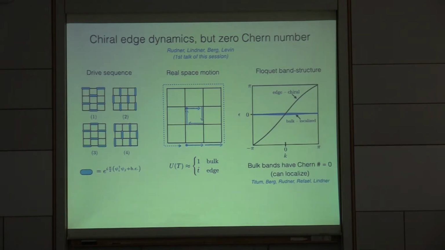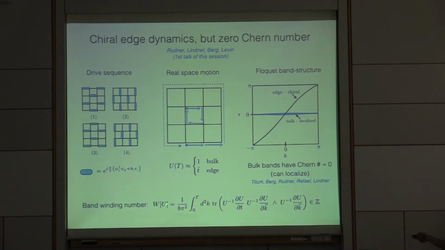In the absence of interactions, we can just draw a Floquet band structure for these things, and you'll see a chiral mode that winds in both the quasi-momentum and the quasi-energy direction. The bulk bands, because they have no motion, are basically just a flat line that you can then add disorder to and localize. And you could go further and characterize the topological properties of this by looking at the winding number of your single particle Floquet evolution, which is always an integer, which tells you basically how many of these wrappings you have.